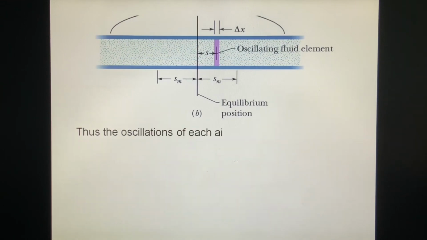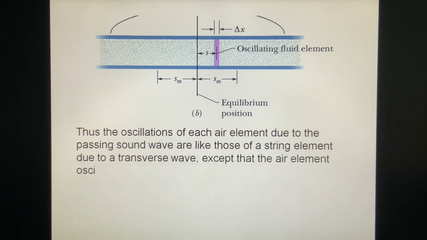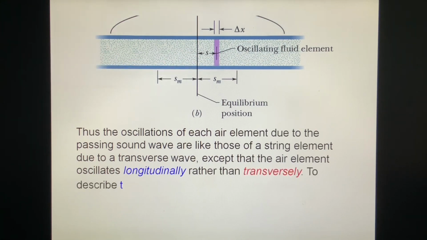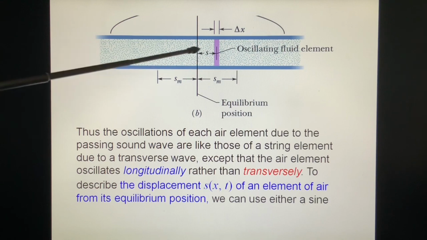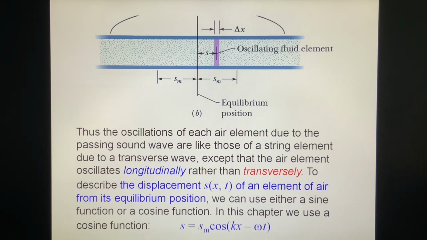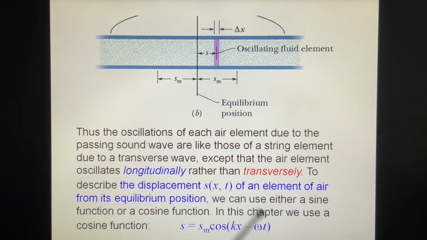Thus, the oscillations of each air element due to the passing sound wave are like those of a string element due to a transverse wave, except that the air element oscillates longitudinally rather than transversely. To describe the displacement S(x,t) of an element of air from its equilibrium position, we can use either a sine function or a cosine function. In this chapter, we use a cosine function. S equals Sm cosine(kx minus omega t).